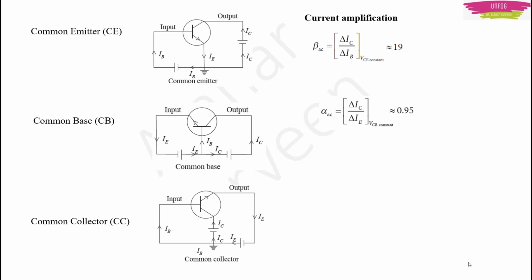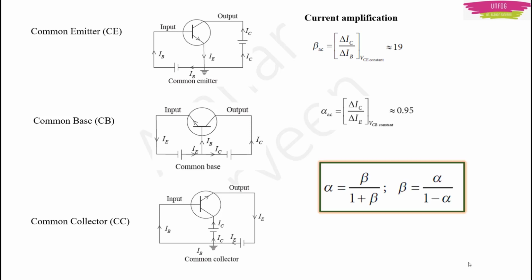Okay, remember, if it is common base, you are taking the ratio of current change in collector and emitter. This number comes out to be 0.95. It is a constant. Now these alpha and beta are also interrelated. How are they related? Alpha is equal to beta upon 1 plus beta, and beta is equal to alpha upon 1 minus alpha. So they give you alpha and tell you to find beta, or they give you beta and tell you to find alpha.